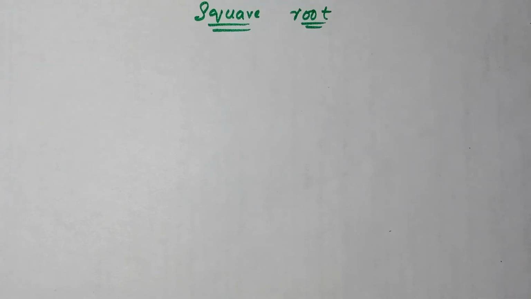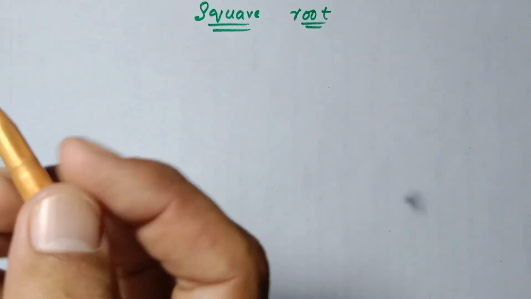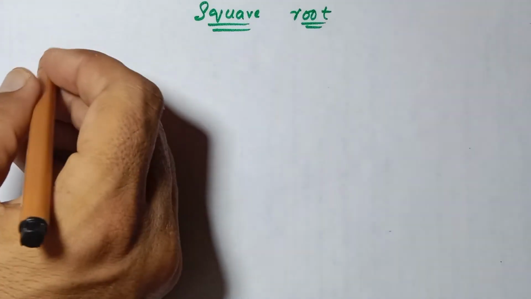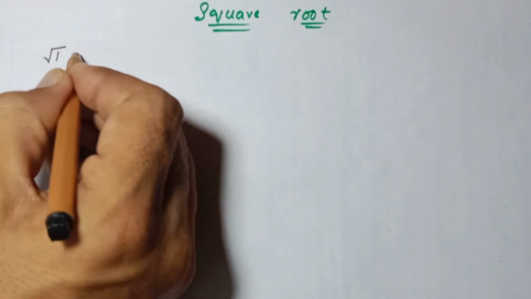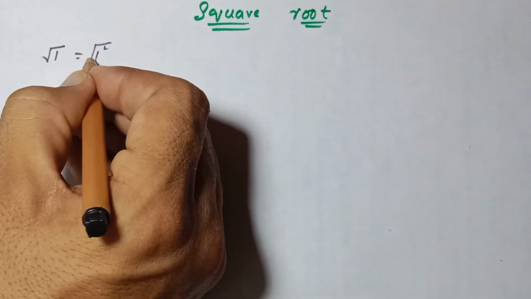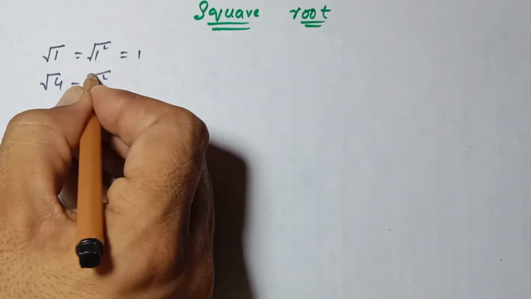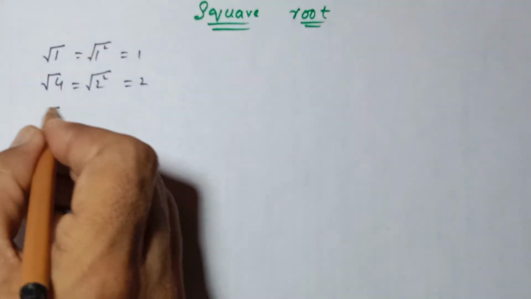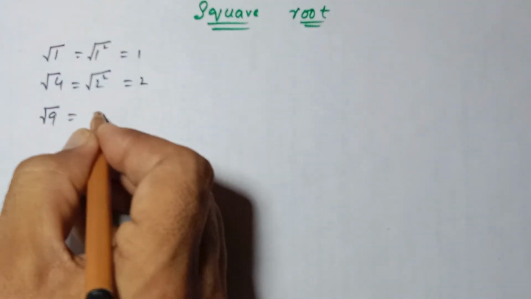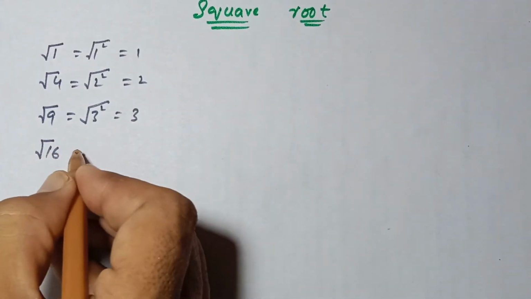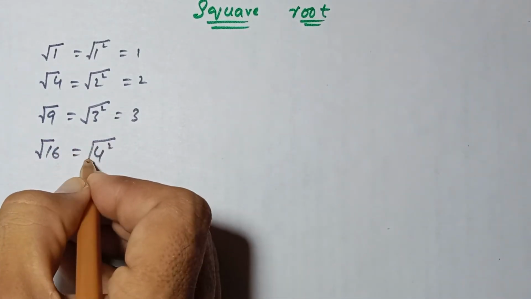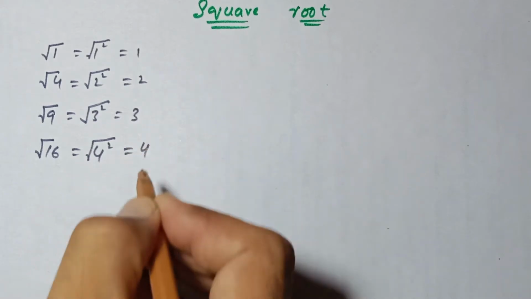So how can we find the square root of a number? As we know, we can easily find the square root of a number that is a perfect square. The square root of 1: we can write 1 as 1 squared, so the root is 1. The square root of 4 is 2, since 4 is 2 squared. The square root of 9 is 3, since 9 is 3 squared. The square root of 16 can be written as 4 squared, so it is 4.